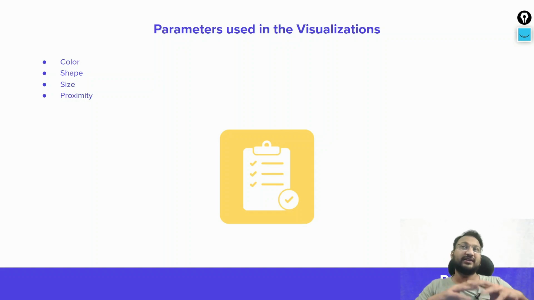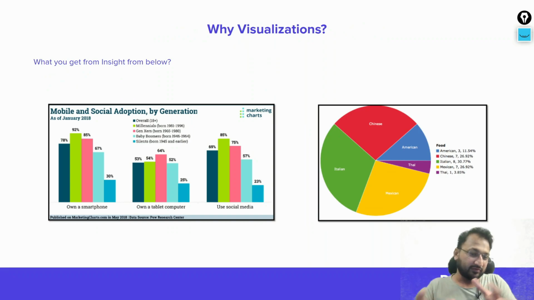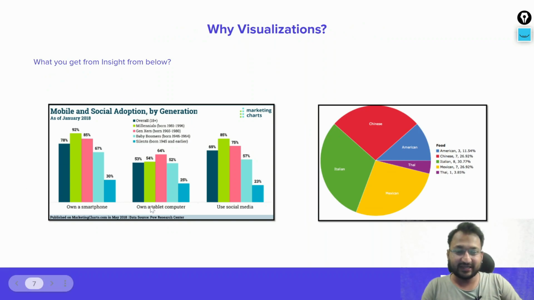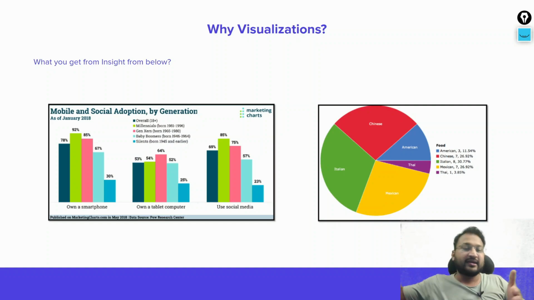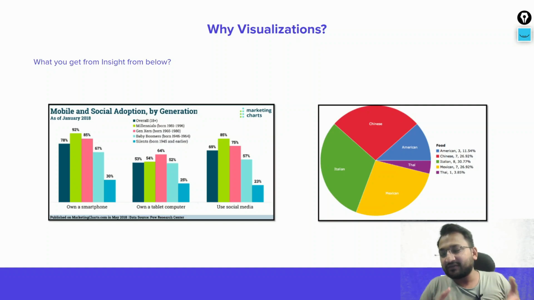So basically, when you create visualizations, you have to keep similar types of analysis together. Smartphone and tablet are together because they are a similar kind of category. If you put smartphones there, social media here, and tablet somewhere else, story creation becomes difficult for the reader of the report.